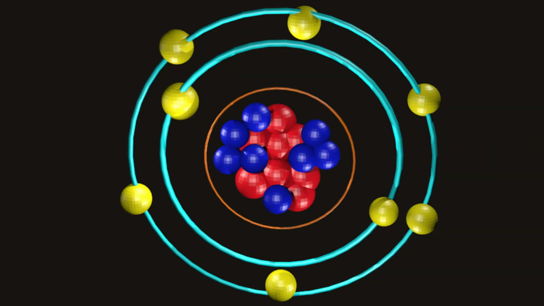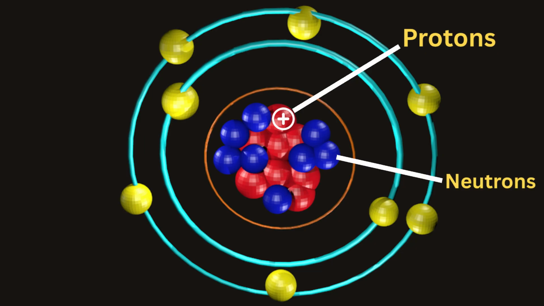Atoms are made up of three important subatomic particles. First, protons. Protons have a positive charge and are found inside the nucleus. Next, neutrons. Neutrons have no charge, which means they are neutral. They are also found in the nucleus. Finally, electrons. Electrons have a negative charge and move around the nucleus in electron shells.